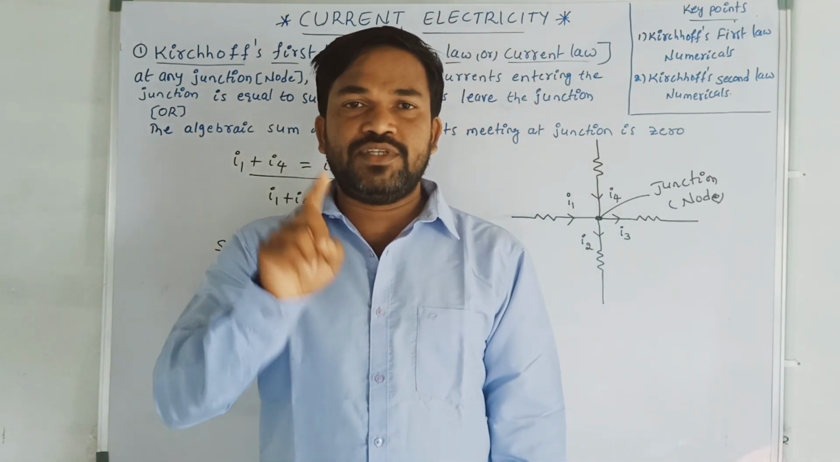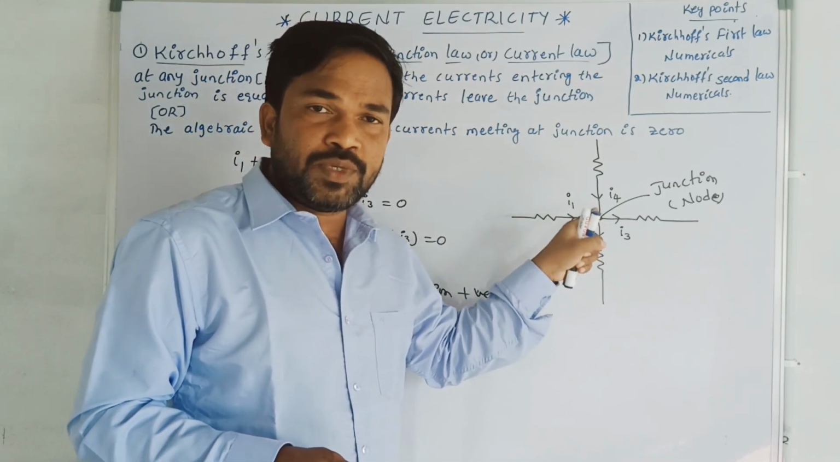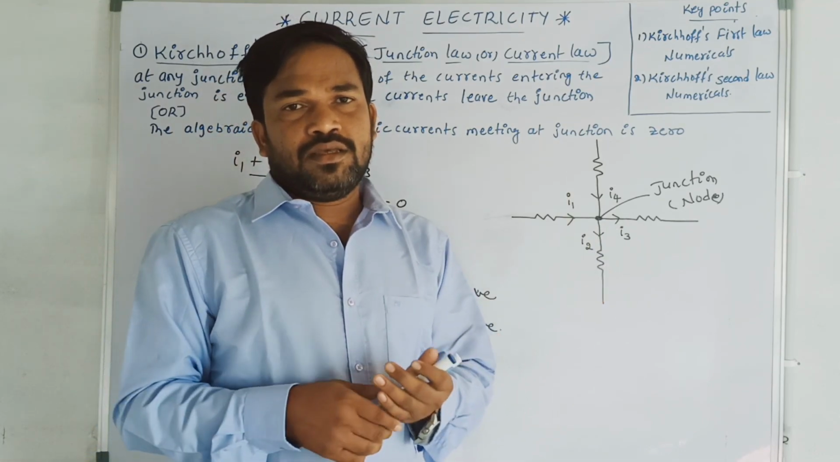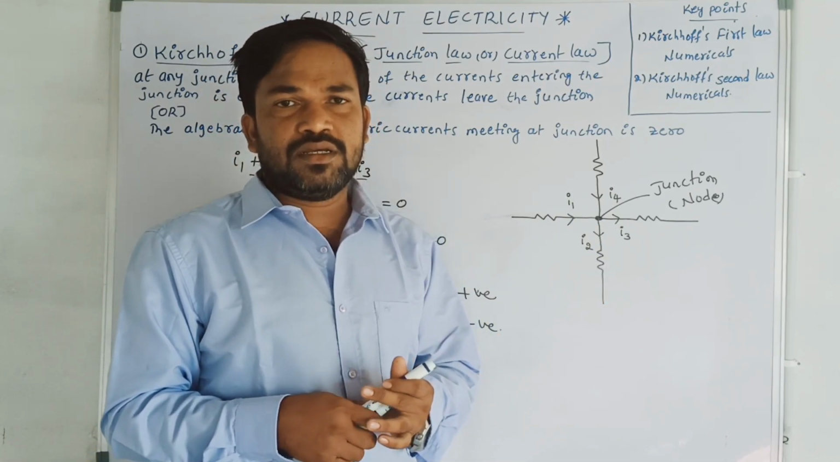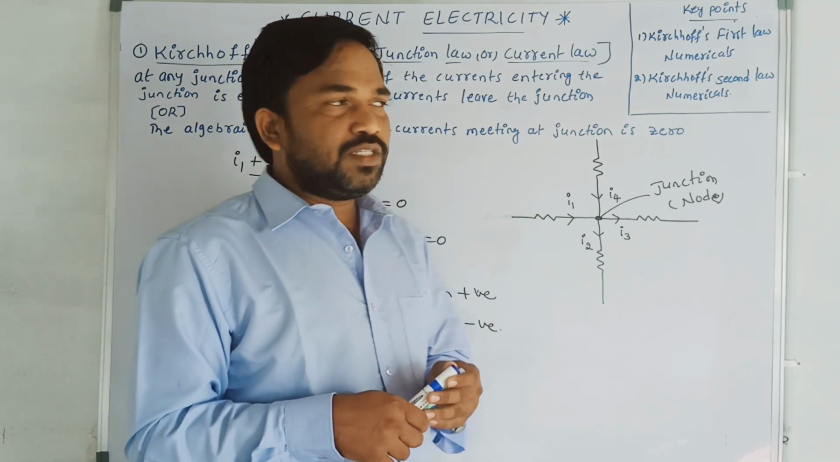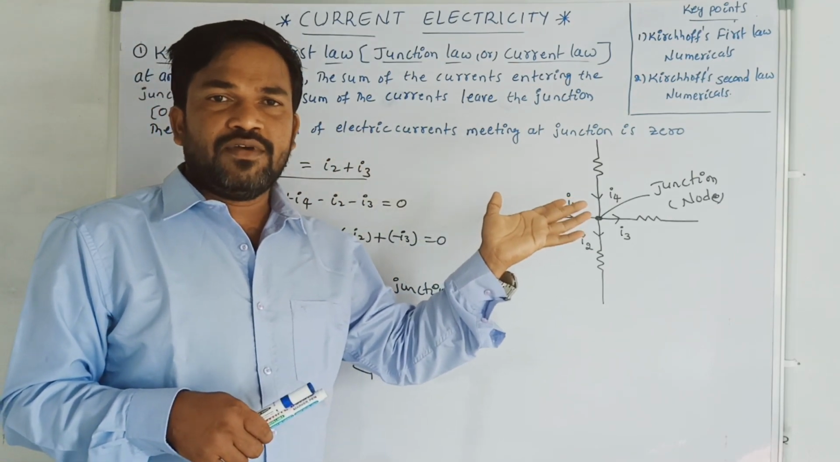Law of conservation of charge. Why? Because charge is not accumulating. If charge were going to accumulate at a junction, this law would be violated. It would be violating, not obeying, the law of conservation of charge. That's why Kirchhoff's first law follows the law of conservation of charge.